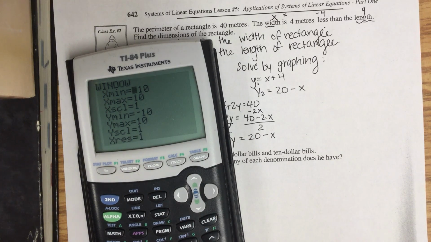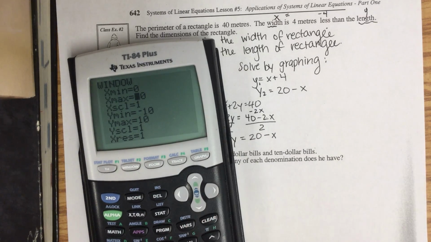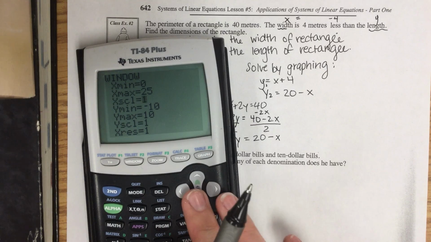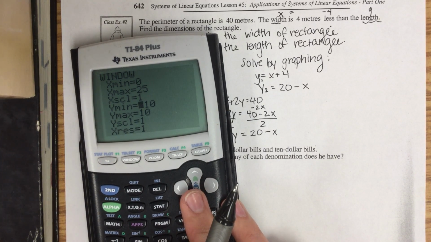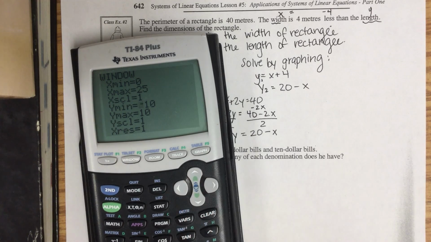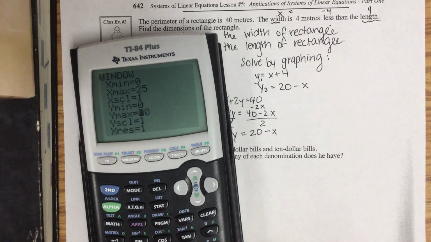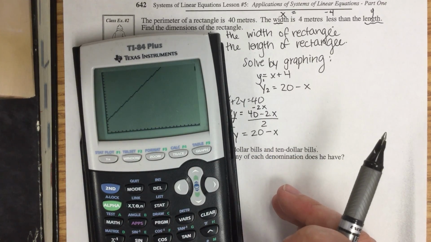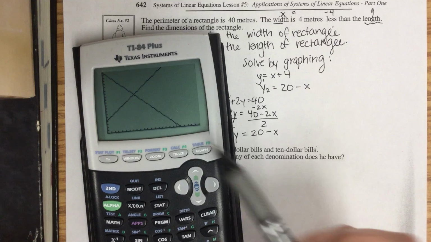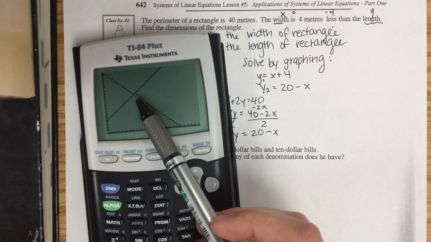I was at x from 0 to 25, or I think it was 24, but pretty close. And y from, we can go negative 10, or we can go to 0, and let's up that to 20 and see if we can see it. It looks a little bit better. Okay, good. Now I can see the intersection right there.